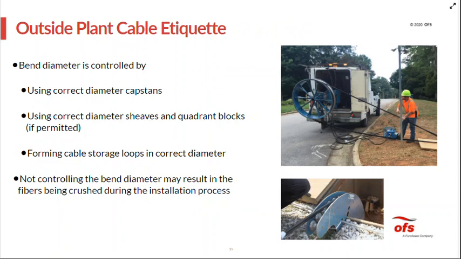So how do we control bend diameter? Well, we do that by using the correct diameter capstans, as shown there on the right. We also control bend diameter by using correct diameter fiber optic cable sheaves and quadrant blocks, as shown in the bottom right photo. And we also control bend radius by forming cable storage loops in the correct diameter. It's important to recognize that not controlling the bend diameter may result in fibers being crushed due to the installation process. We'll see more on that as we go on.